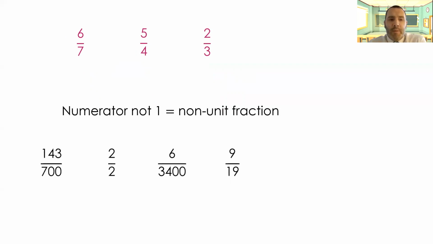Some examples here. 143/700, 2/2 could also be written as a whole, so 1. 6/3400 or 9/19. These are all non-unit fractions. So just remember this. If you've got a 1 over your denominator, so 1 as your numerator, it is a unit fraction. Anything else is a non-unit fraction.